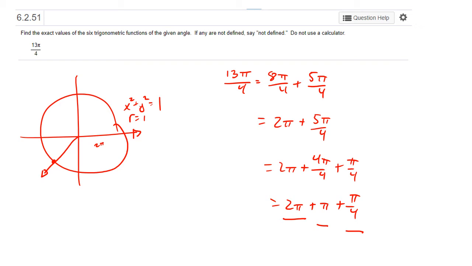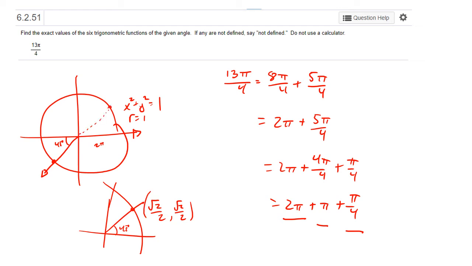this angle is 45 degrees. We went all the way around and then went back around to get right here. So in quadrant 1, we know that a 45-degree angle points to root 2 over 2, comma root 2 over 2. I'm just taking the same x and y values, but reflecting them into the third quadrant. So it's the same general picture.